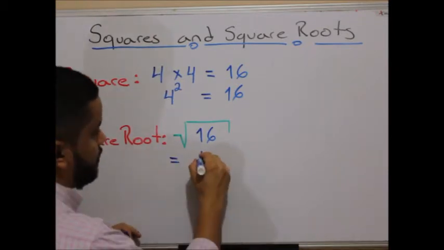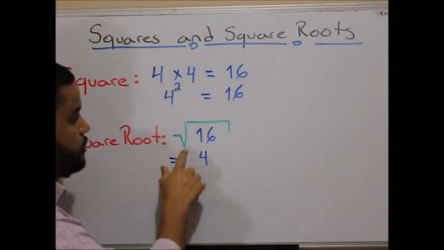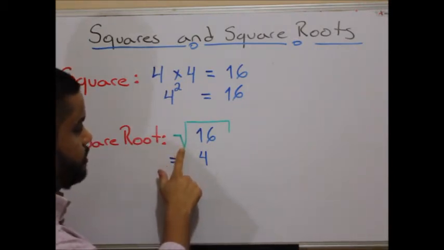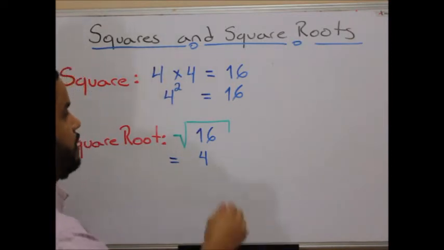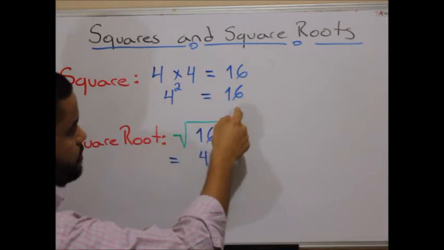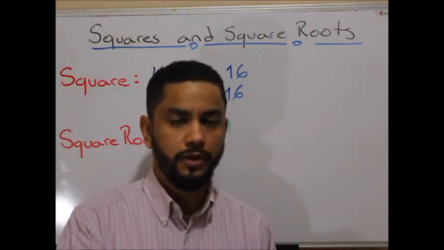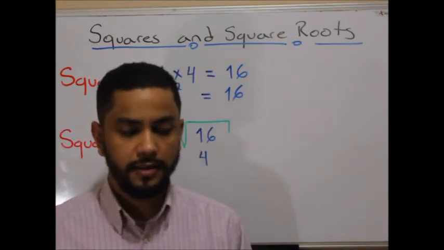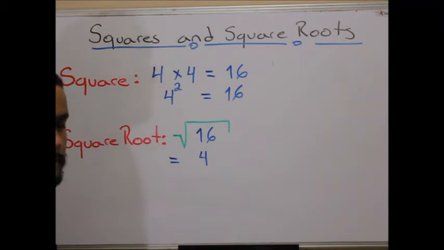That number is 4. So we're going to read this like the square root of 16 is 4. And we're going to read this like 4 squared equal to 16. So between the square root and the square there is a relationship, and you can see it there.